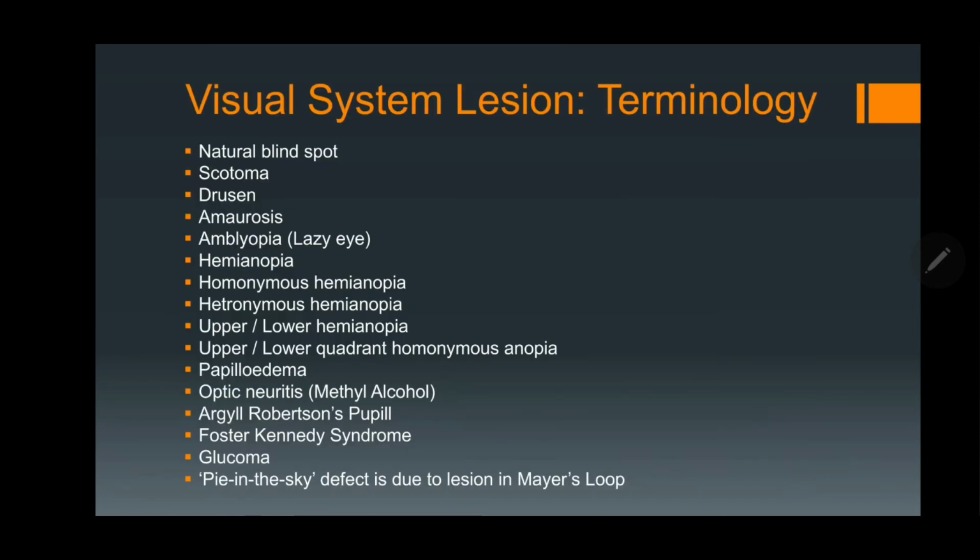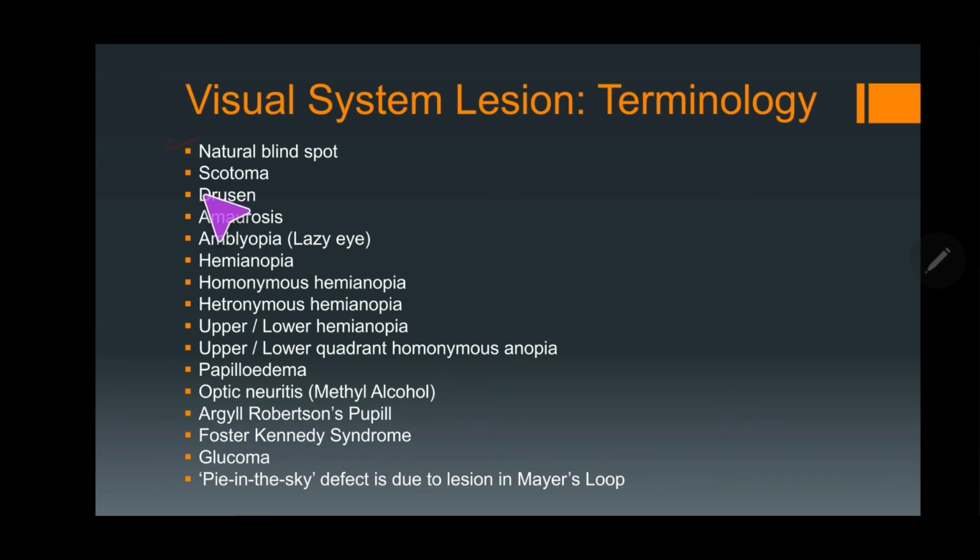You've understood. Now just be aware of the different terminology related to visual system lesions. One by one we'll cover them. Natural blind spot, remember this is placed in the retina 3 to 4 millimeters medial to the fovea centralis, and in the field of view you will find it lateral to the central vision, around 15 degrees laterally from your principal axis. That was about the natural blind spot.